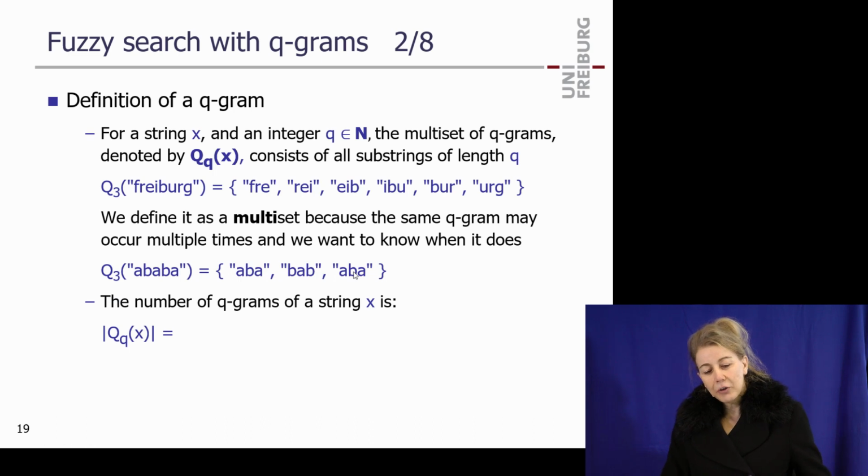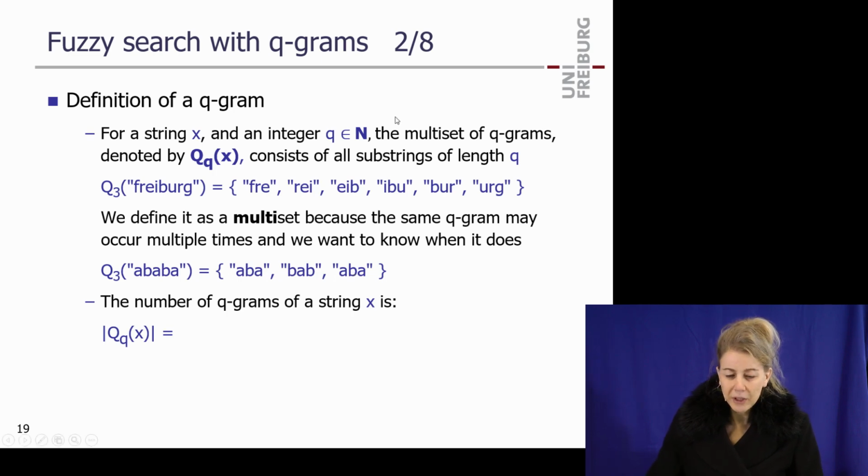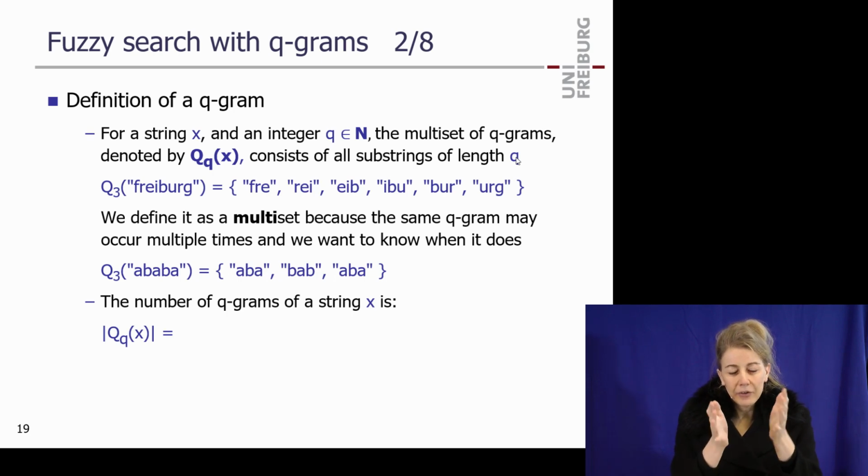What's the number of q-grams of a string x in general? Here's some example. So it obviously depends on the length of the string and on the q. What's the formula? Look at the examples and think about it. So here, string length is 8, and you have 6 of them at 3 grams. So it's a formula involving the length of the string, x.